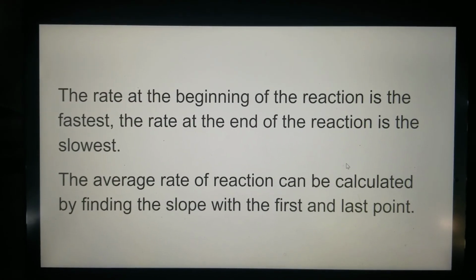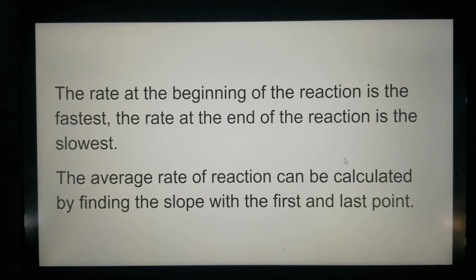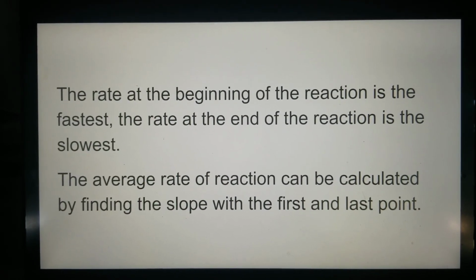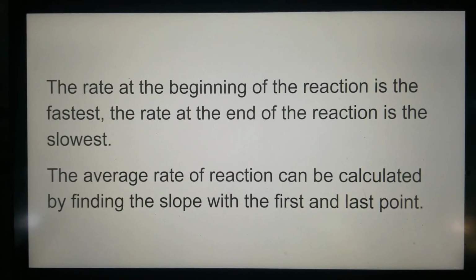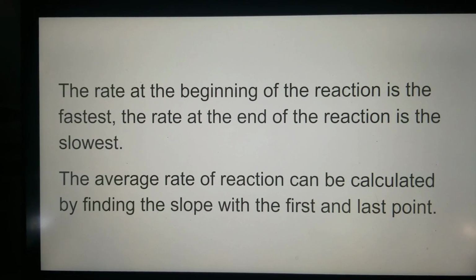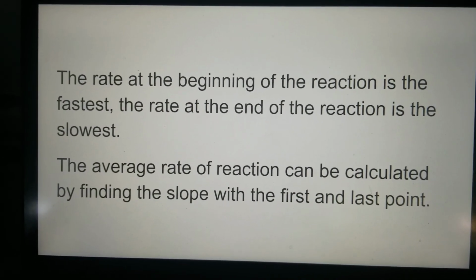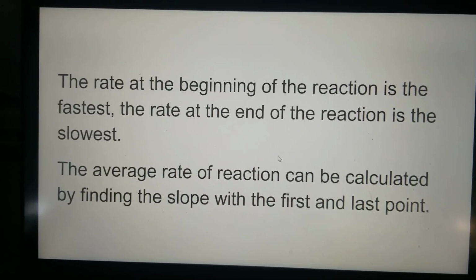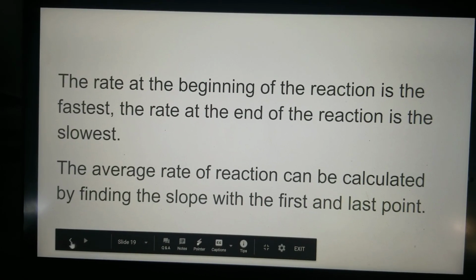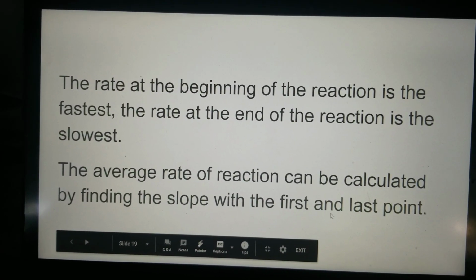The rate at the beginning of the reaction is going to be the fastest, because as soon as the reaction starts, that's when there's the most particles to react. So it's going to be really fast, and then it's going to slow down towards the end. The rate at the end of the reaction is the slowest. The average rate of reaction can be calculated by finding the slope with the first and last point.